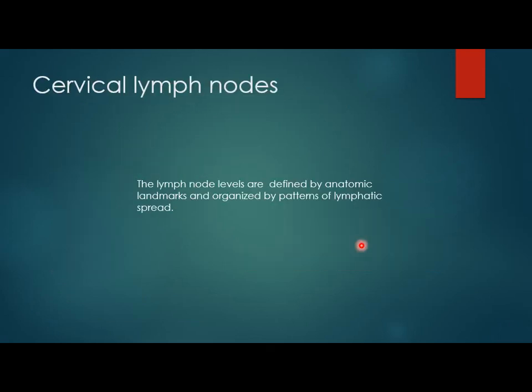The last subject is about cervical lymph nodes, and we have 7 levels. These are defined by anatomical landmarks and organized by the pattern of lymphatic spread. These lymph nodes are important because many tumors of the head and neck are squamous cell carcinoma and metastasize to the lymph nodes. It's important to know them because they have prognostic value and affect the staging of the disease.